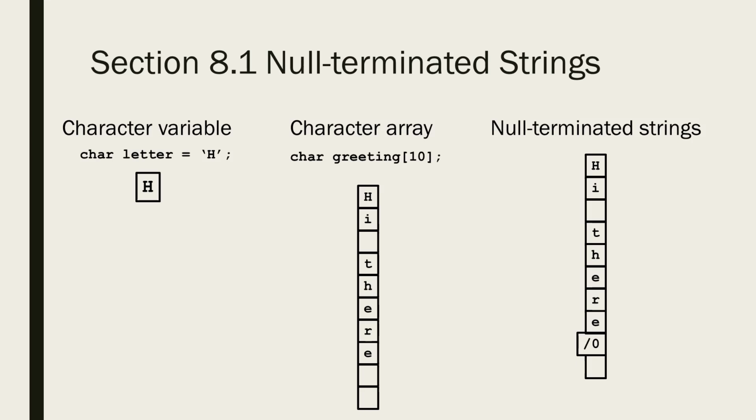A string in its old form is an array that has extra spaces at the end, and so to indicate where that end is, you put a null terminator in. You can see the examples here.